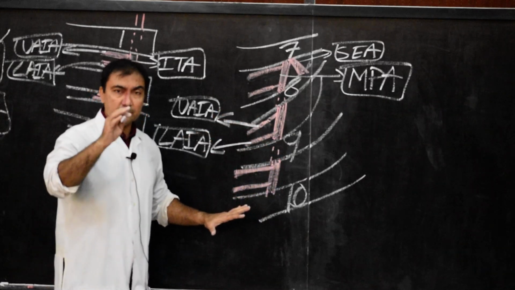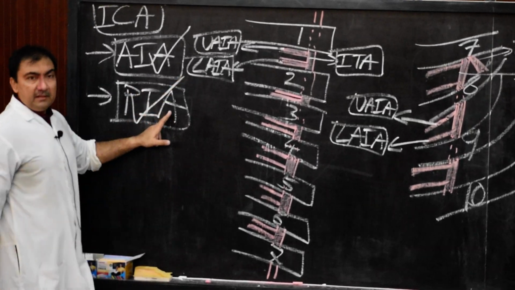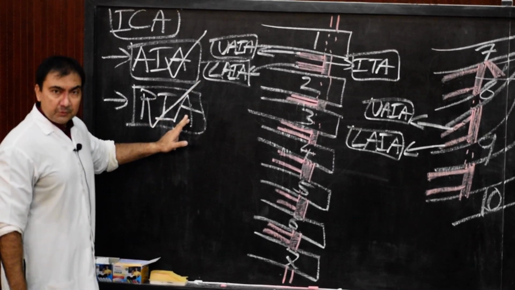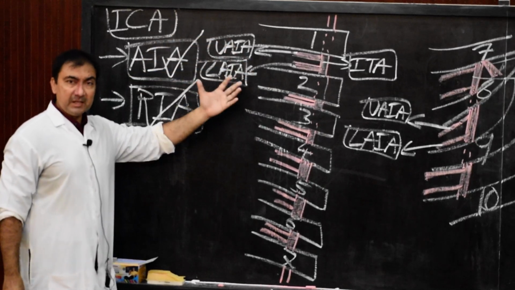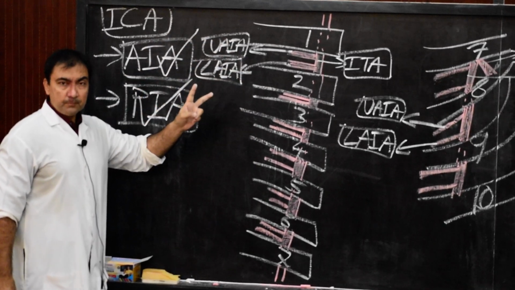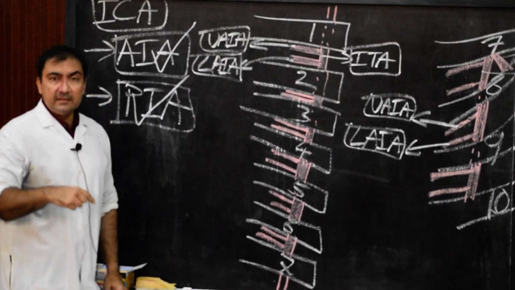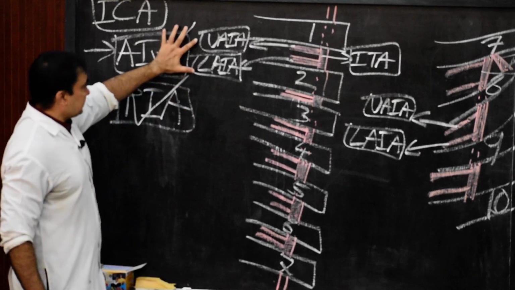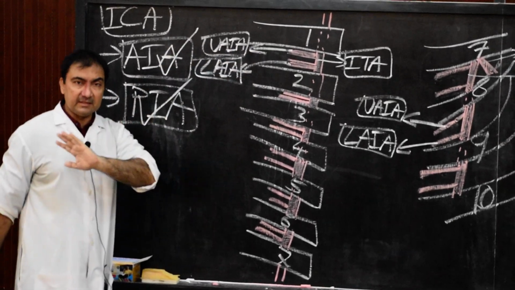Now we start with the posterior intercostal arteries. Anterior intercostal arteries, everything is clear. How many are there? Each space 2, and in total they will be in the upper 9 intercostal spaces. That portion is clear, and each intercostal space will contain 2 anterior intercostal arteries. That is also very clear.